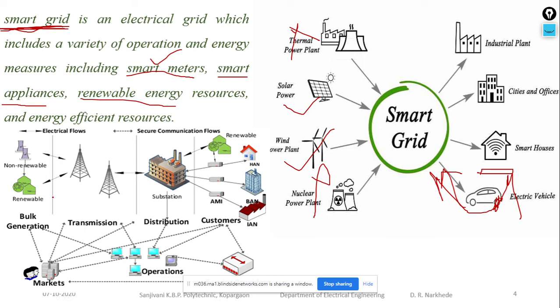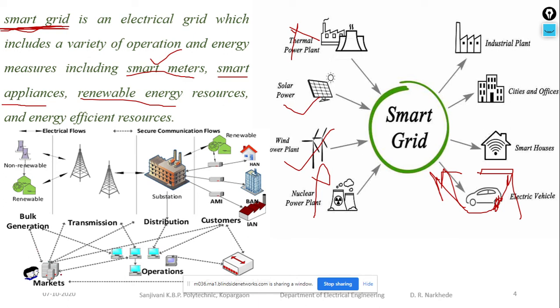Then, as we have discussed, one of the great features of your smart grid is that there is bi-directional communication. Electricity flow is bi-directional. Okay, you can see over here, the arrow is shown in both directions. So you can supply power from one end to another end also.